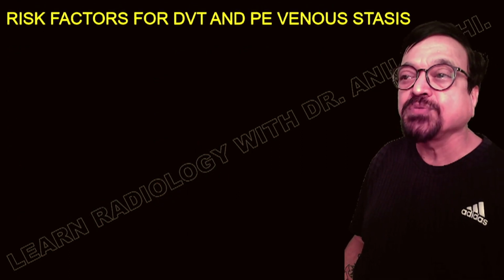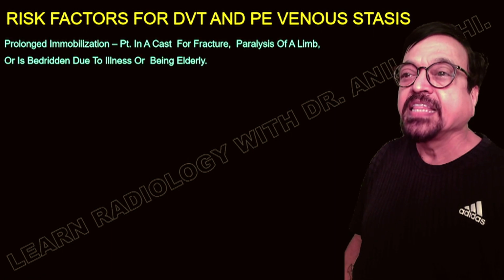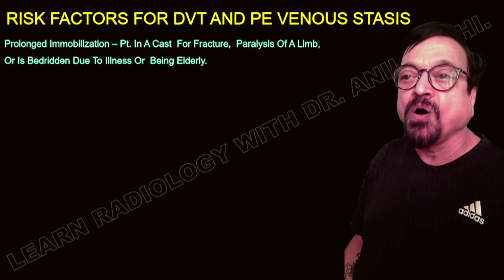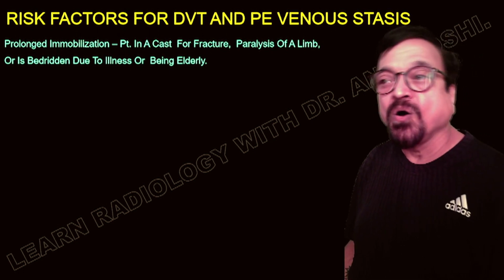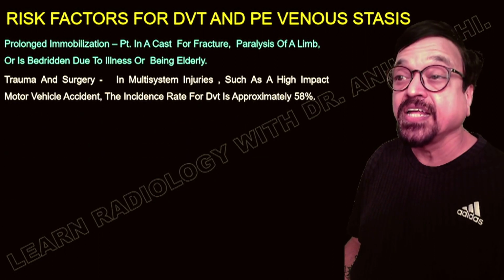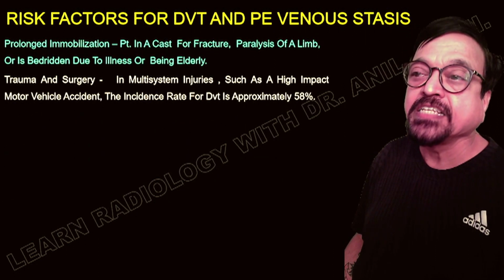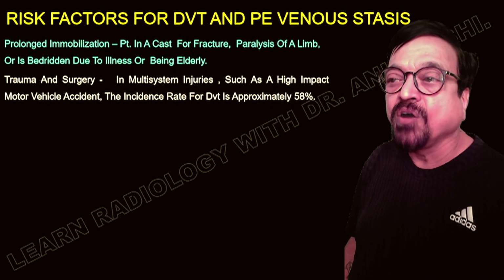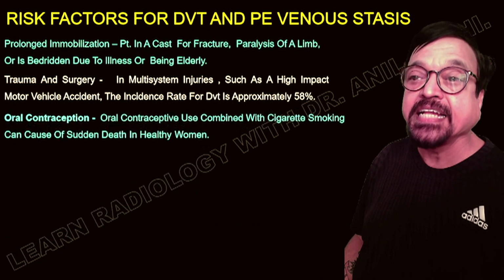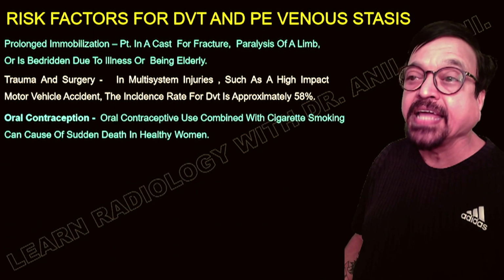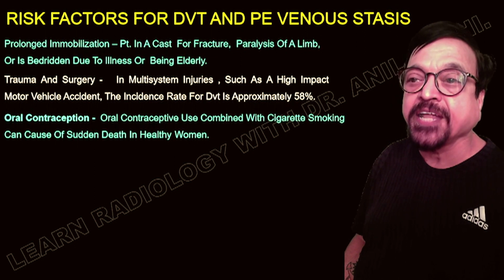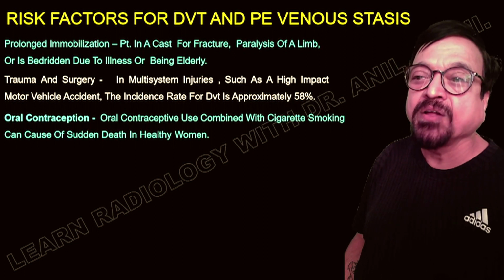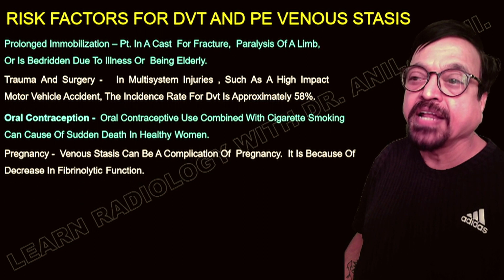Now what are the risk factors for DVT and pulmonary embolism? That is prolonged immobilization, a patient with a fracture, paralysis of the limb, or being bedridden due to illness or being elderly. Trauma and surgery are to add more. Then there are multisystemic injuries such as high impact motor vehicle accidents. The incidence rate of DVT is approximately 58% in these. Not all patients get it, but we have to take care because it is a very high percentage, 58%. Then oral contraceptives can be aggravated by smoking and cause sudden death in healthy women. So one has to avoid these two things.